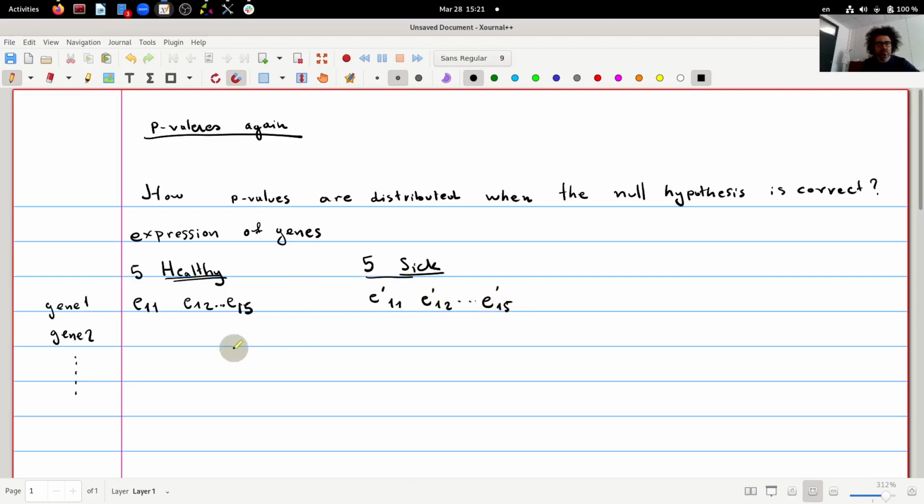And let's suppose now that these genes here, their expression level is not affected by the fact that a person is healthy or sick. So for these genes, actually, the null hypothesis is correct. Remember that the null hypothesis states that the mean value of the expression level of the healthy people is the same as the mean value of the sick people. Again, the mean values here refer to the populations.